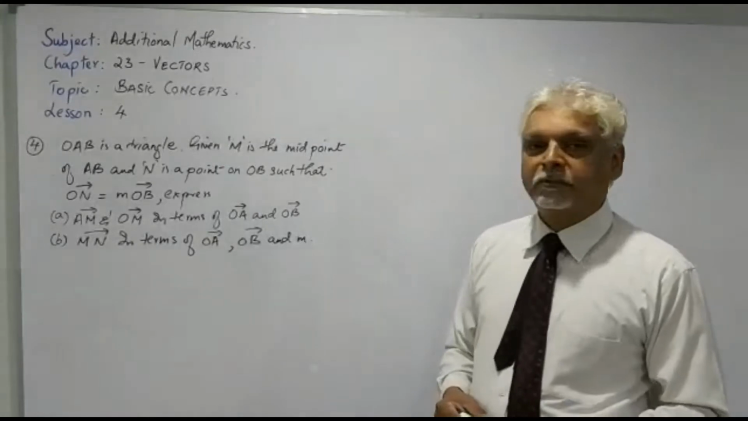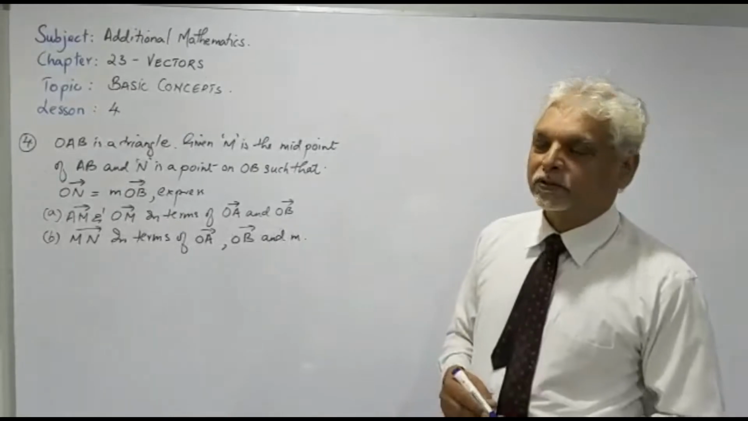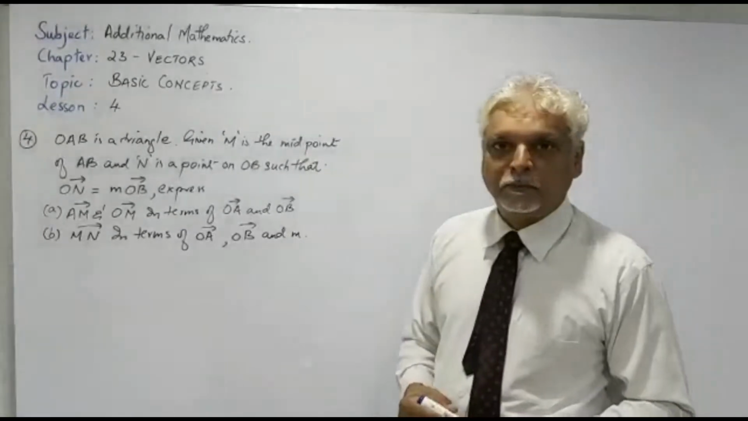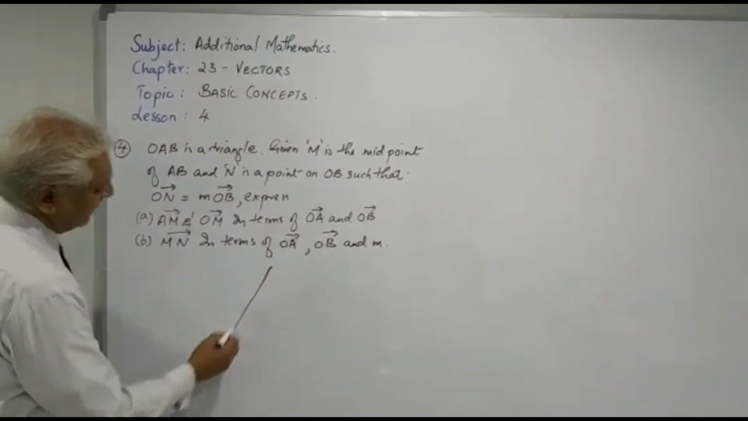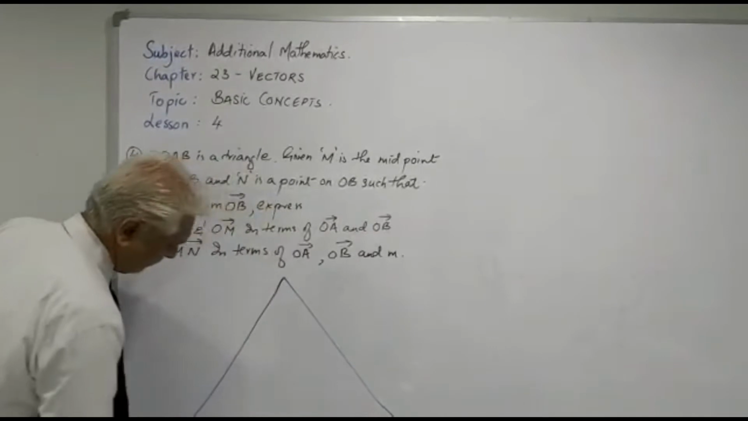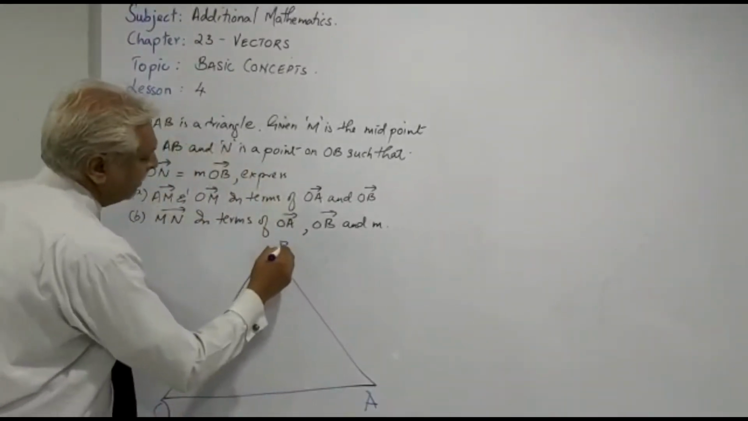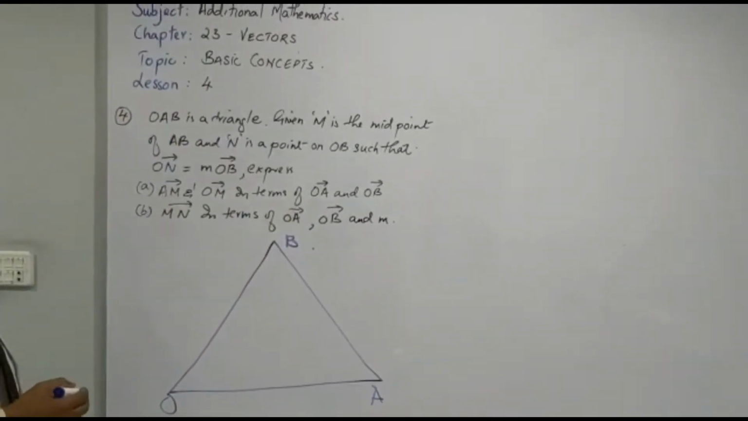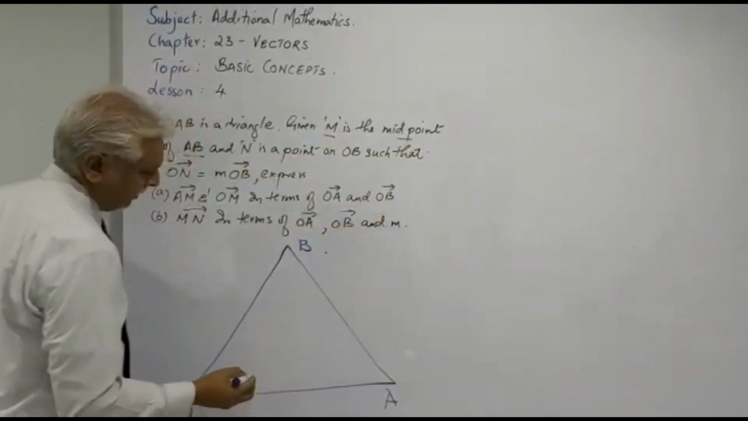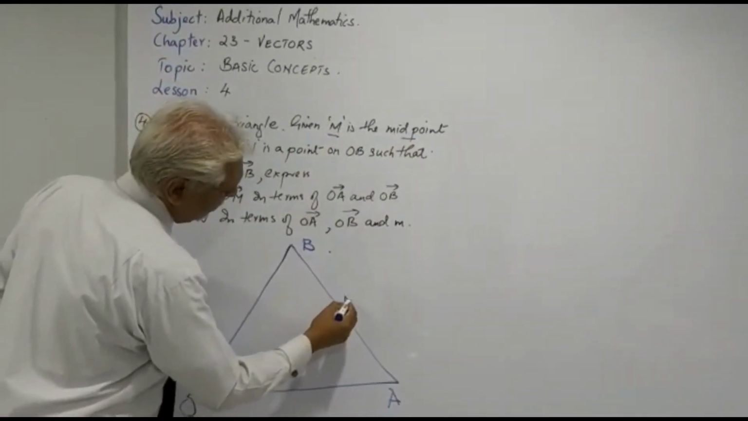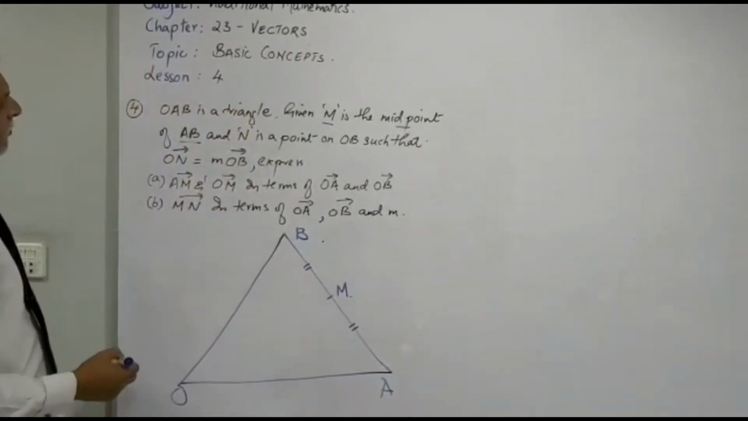So I had already solved question number 2 in the previous lesson, in lesson 3, and now in lesson 4 I'll be solving question number 4. Now we have OAB as a triangle. Let's say this is your triangle O, A and B. Given that M is the midpoint of AB, that means BM is equal to MA.